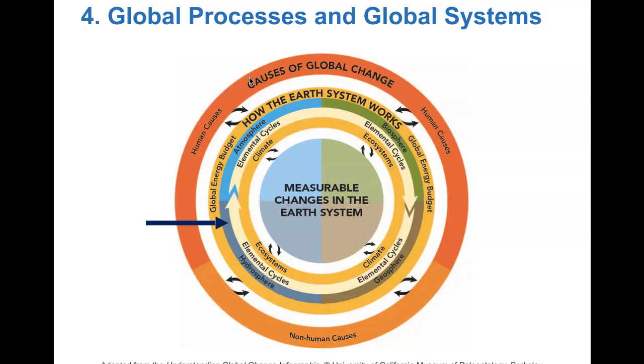Human activities are located in the model's outer ring, labeled Cause of Global Change. Human activities can affect the global system processes located within the model's middle ring and result in measurable changes in the Earth system.